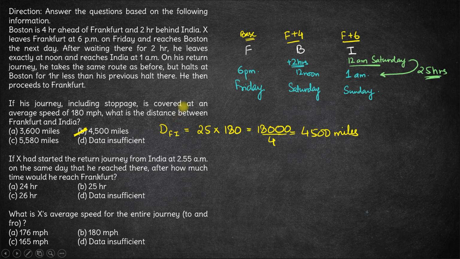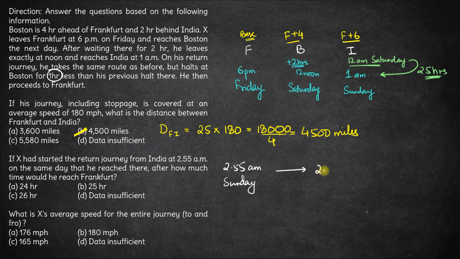Okay. Now coming to the next question, we have, if X had started the return journey from India at 2:55 a.m. on the same day that he reached there, after how much time would he reach Frankfurt? Okay. So if he starts at 2:55 a.m. on Sunday, the same day he reached, and since it took him 25 hours with a 2-hour break in between, to go back it will take him 1 hour less. Now he is taking only a 1 hour break and not a 2 hour break. So the return journey will be 1 hour less than 25 hours, a total of 24 hours.